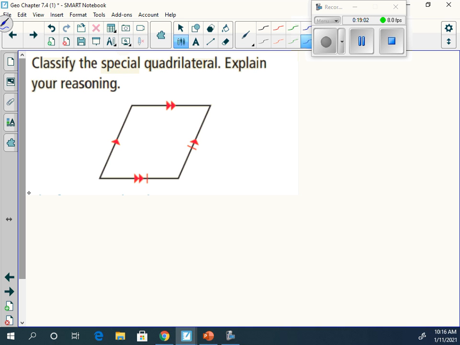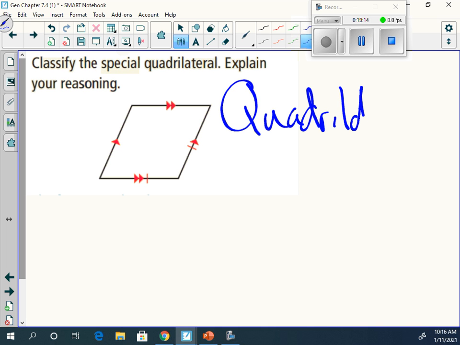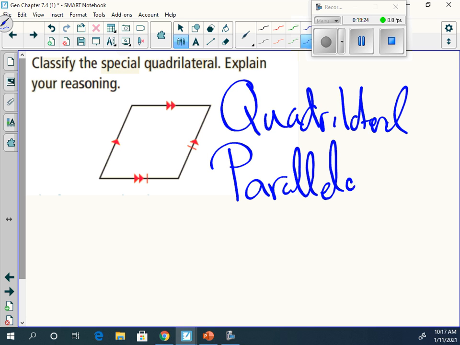Okay, so looking at this here, let's classify it. Let's use all the names. What do we know for sure? It's a quadrilateral. It has 4 sides. What else? It's a parallelogram because we do have 2 sets of parallel sides. It did draw that in for us, yes?